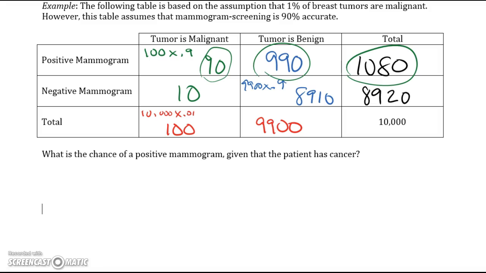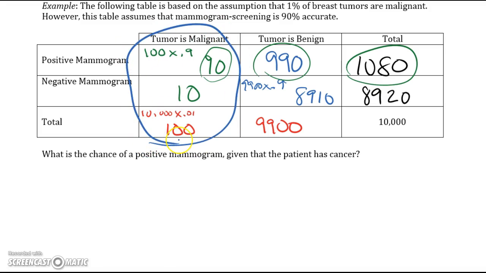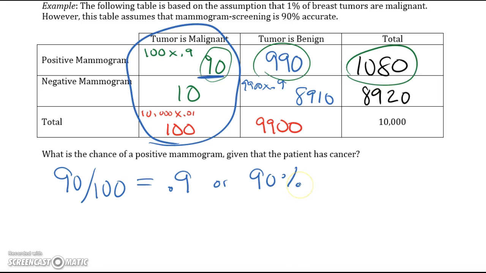A similar but slightly different question is, what's the chance of getting a positive mammogram given that the patient has cancer? For this question, we need to look at the column where it says that the tumor is malignant. So we're looking at this column here. And it says, what's the chance of a positive mammogram? So that's looking at these 90 patients that had a positive mammogram, divided by the 100 that actually had a malignant tumor. And this comes out to be 0.9 or 90%. This is going back to our accuracy statement where we said that 90% of our mammogram screenings are accurate.